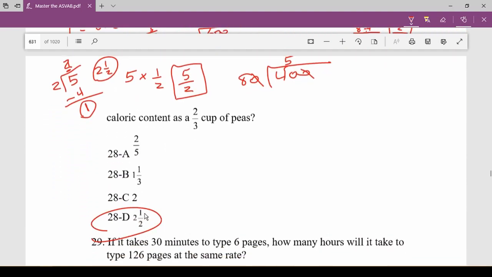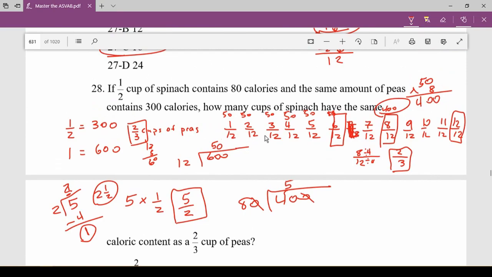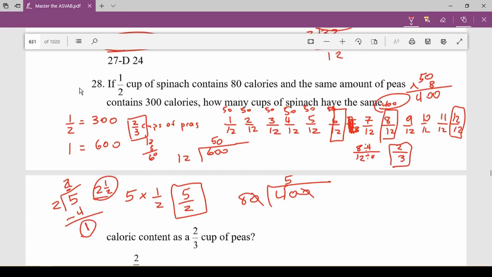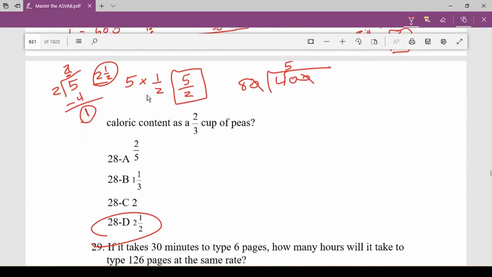So again, I used this little trick to find out how many calories there were in 2/3 cups of peas, and then I found out how many half cups were in that amount, and then I converted an improper fraction into a mixed number to get our answer. Difficult problem. If you see this on the ASVAB, you're probably doing pretty well.